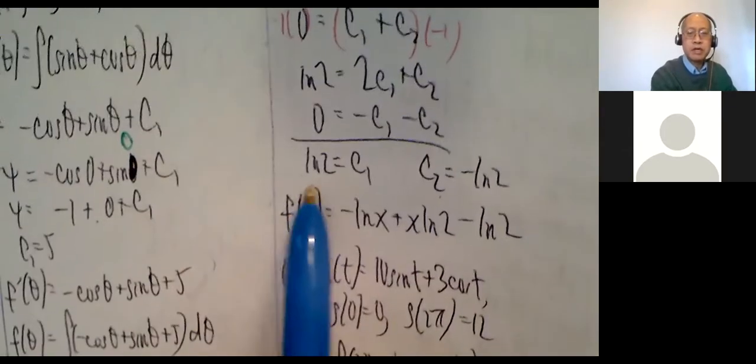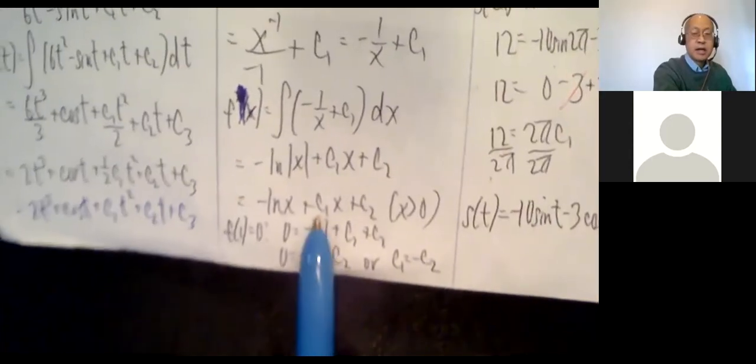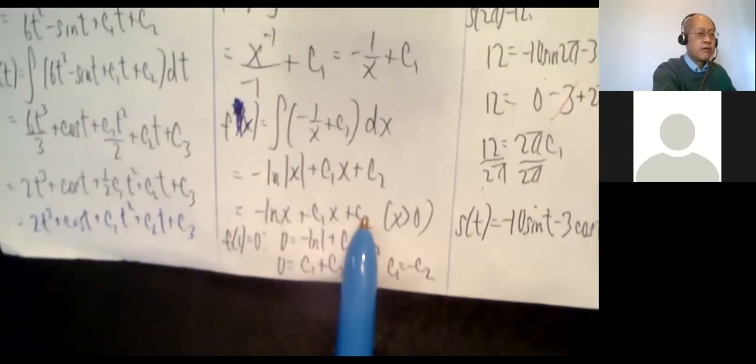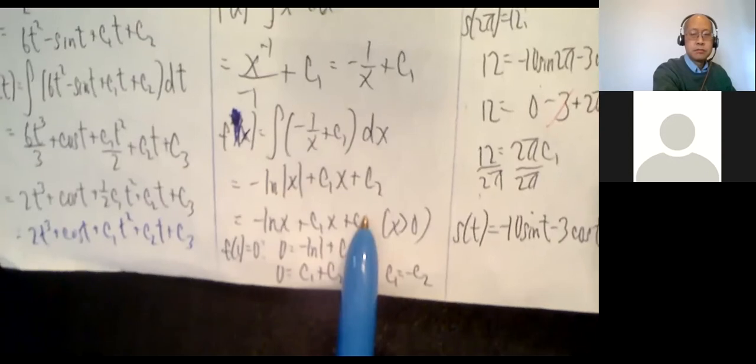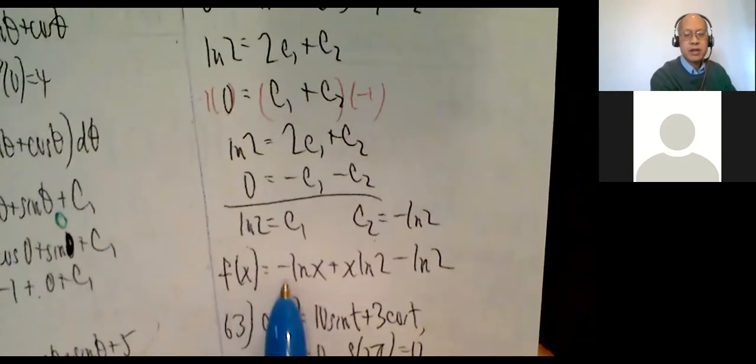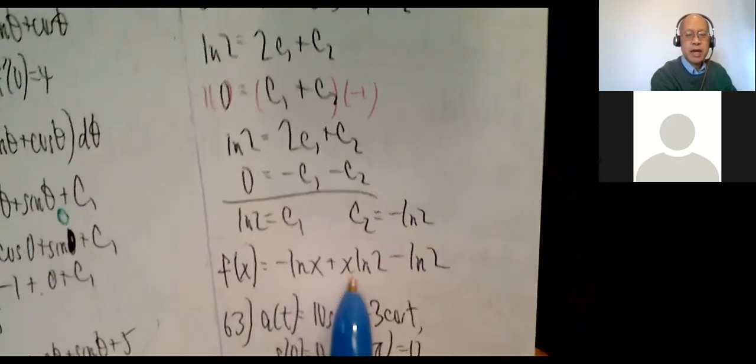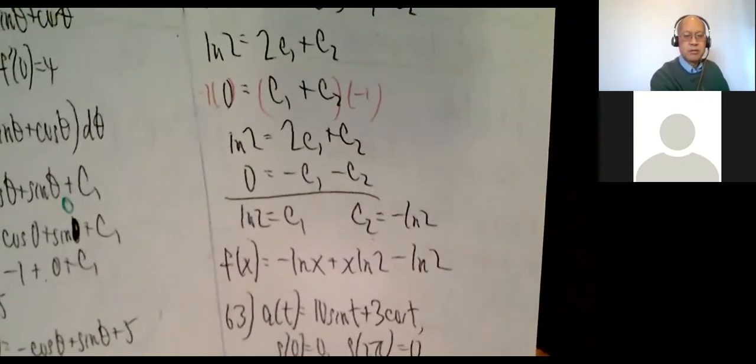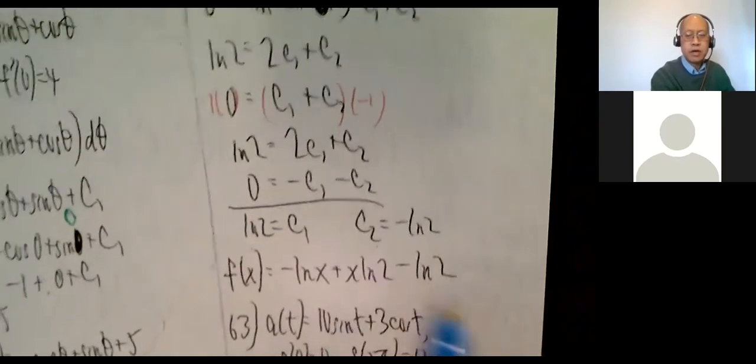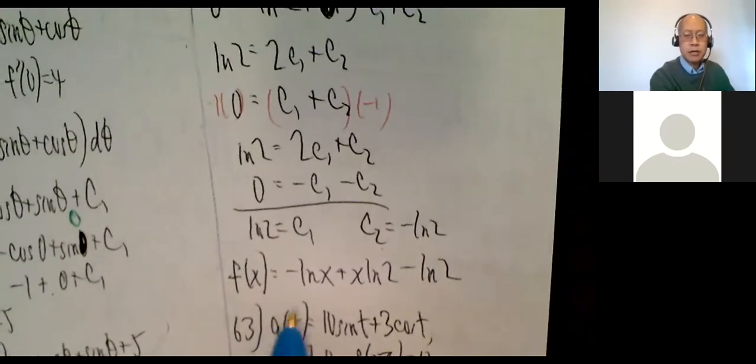So that's going to be my C1. That's going to be my C2. Put them back here and here. And finally, I have my answer. And here's that answer: f of x equals negative natural log of x plus x ln2 minus ln2. That's C1, that's C2. So that's it.